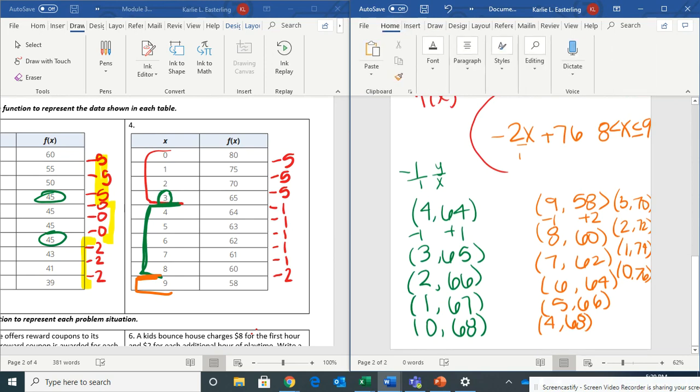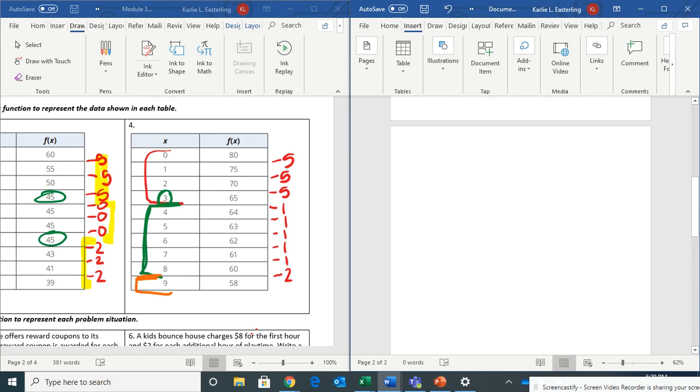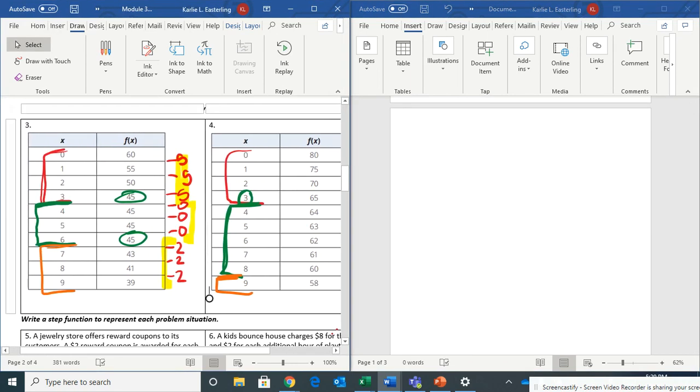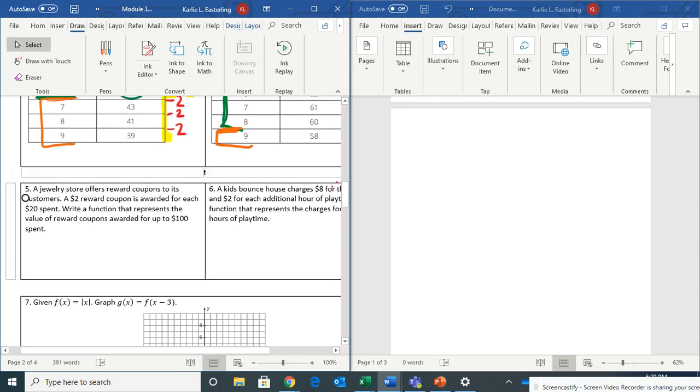All right, and I'm going to insert another page. Oh, it inserted in the middle, but that's okay. Then I'm going to come over here and we're going to move down so that we can see number 5. Y'all can probably definitely hear that rain. It's really coming down.